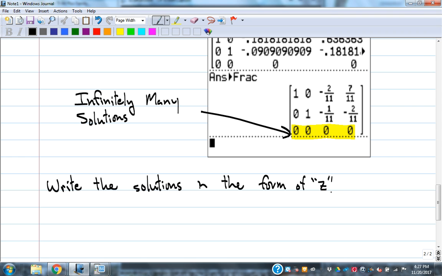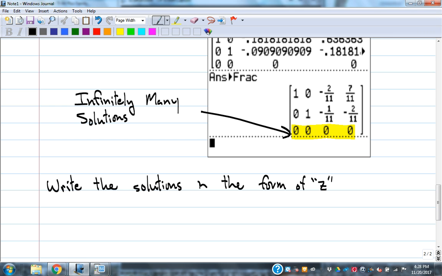When they say write your solutions in the form of z, they mean I need x to equal something that has z in it, and then y to equal something that has z in it. If they say write the solutions in the form of y, that means you need x to equal something with a y in it, and z to equal something with a y in it. But normally in Math 140, z is the letter they're going to tell you to use.